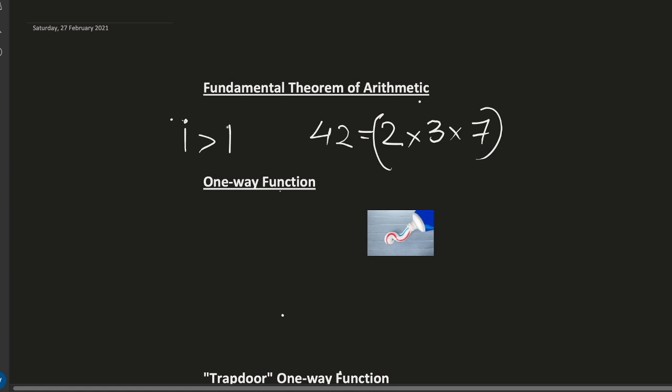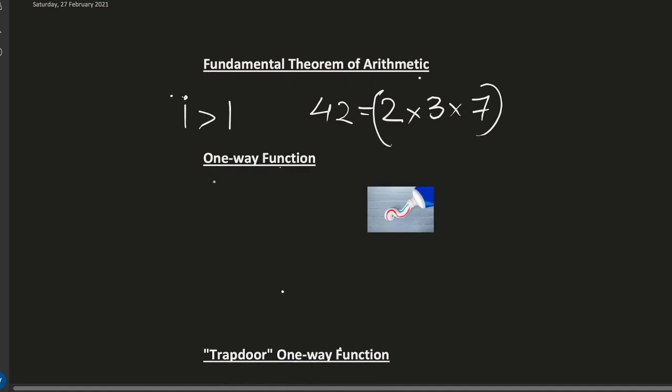This is true for every single number greater than 1. That is, it's either a prime number or it can be represented as a product of prime numbers. This is sort of a big deal if you think about it. And let's go to one-way functions. One-way functions are functions which are easy to compute in one direction, but hard to compute in the other direction. A real-world example of this would be toothpaste. It's easy to just squeeze all the toothpaste out of the tube, but it's very hard, or rather impossible, to get it all back in the original state.